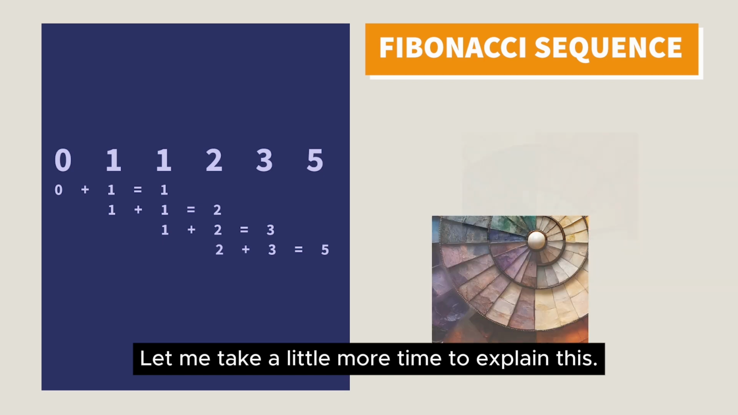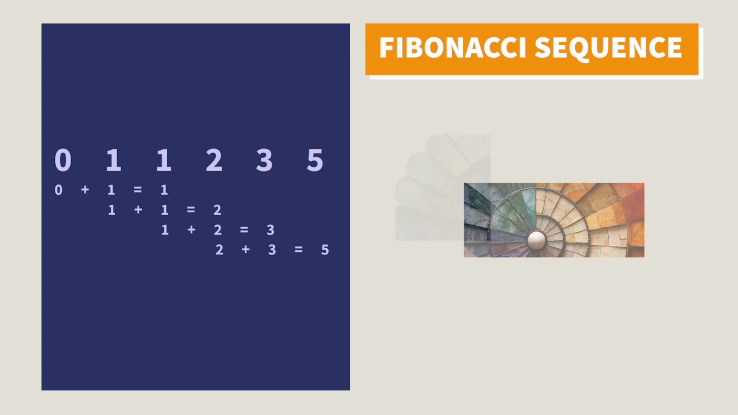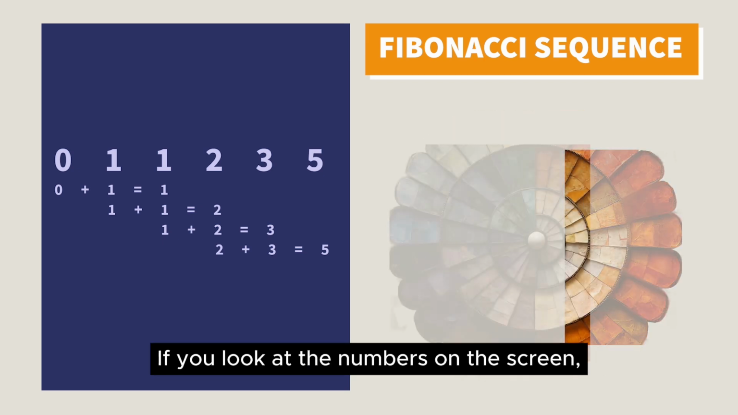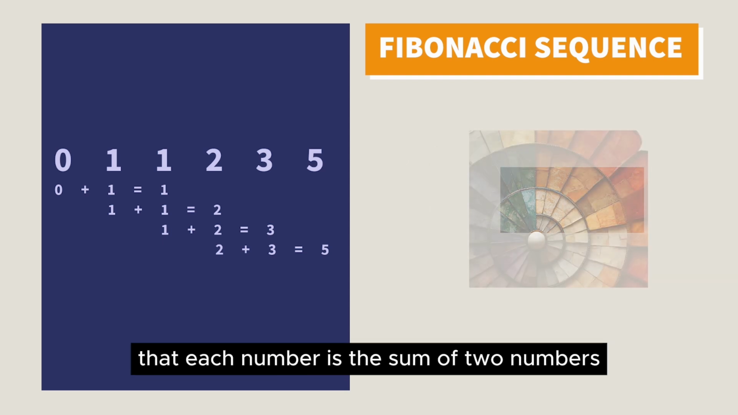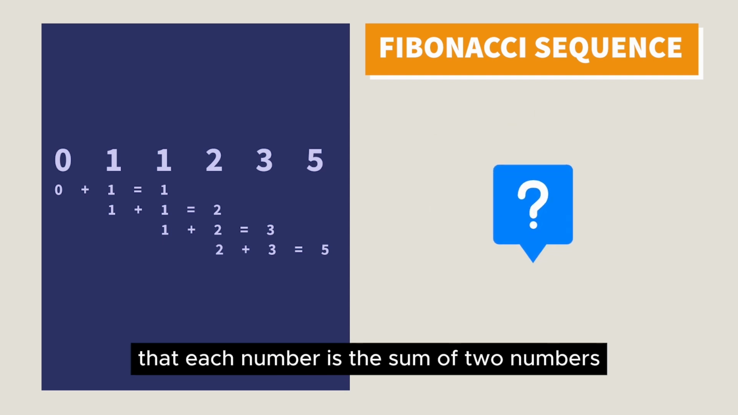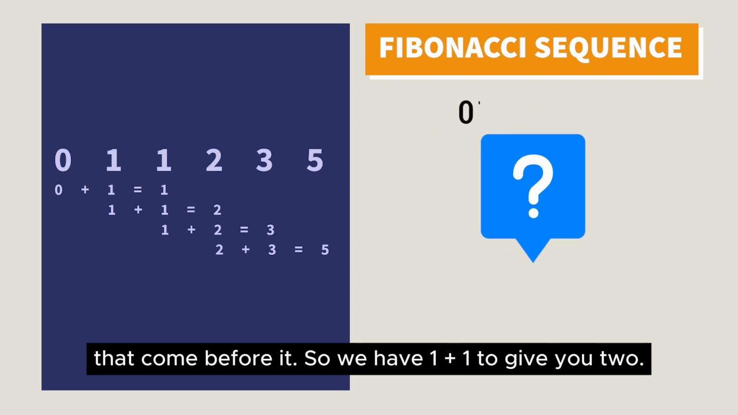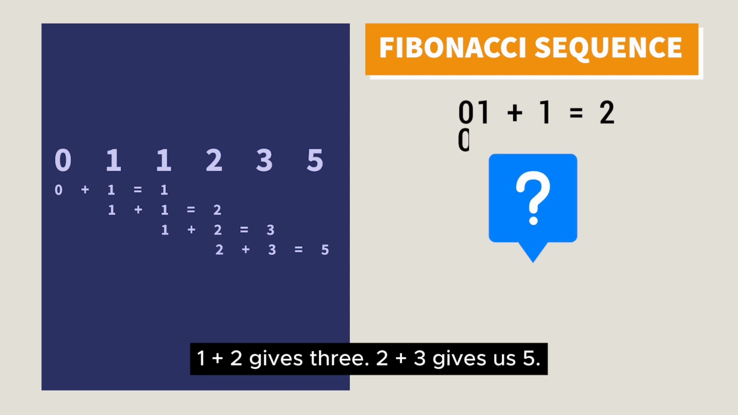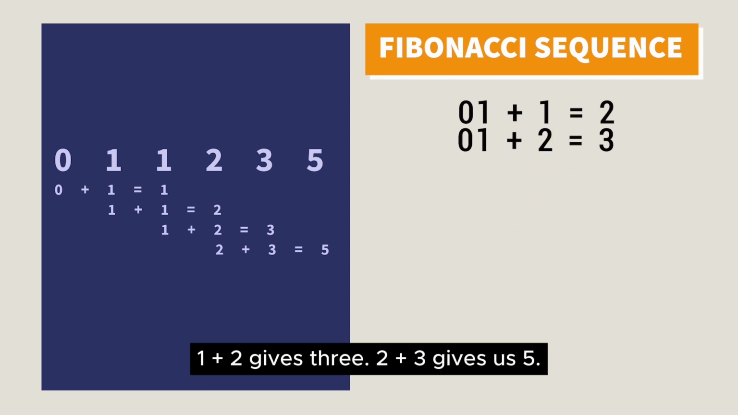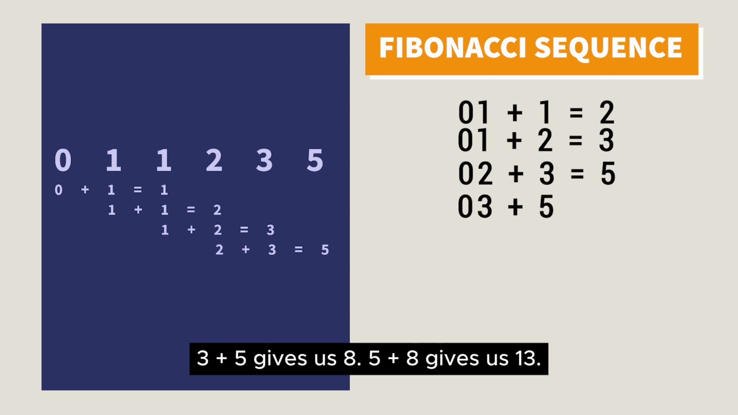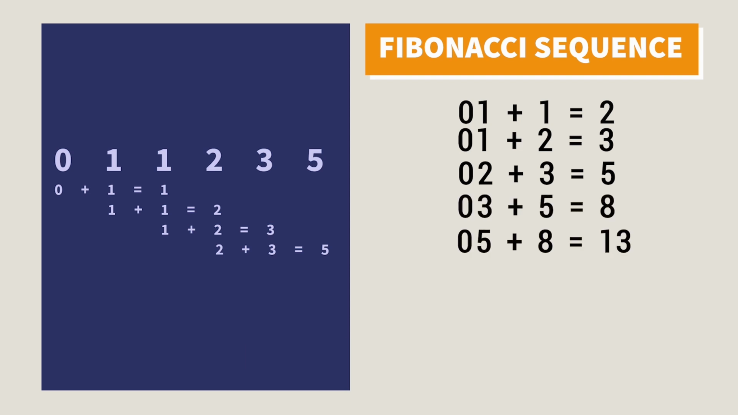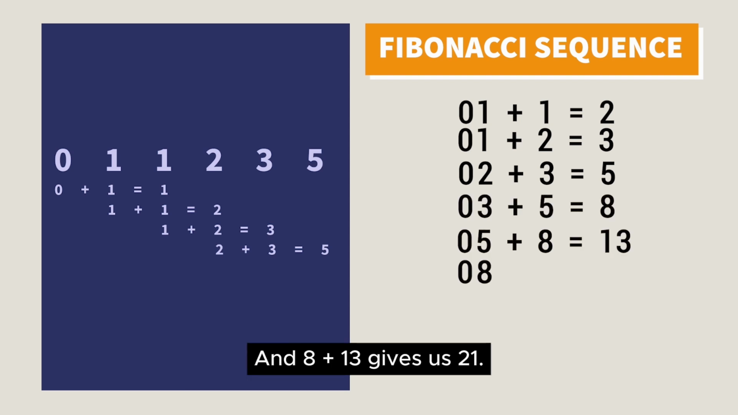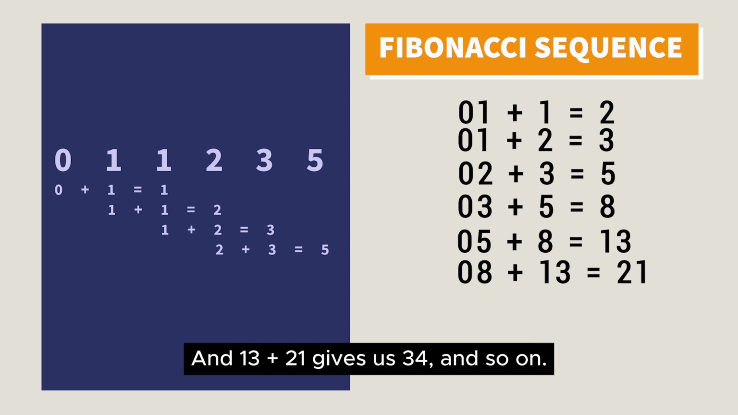Let me take a little more time to explain this. If you look at the numbers on the screen, you will realize that each number is the sum of the two numbers that come before it. So we have 1 plus 1 to give you 2, 1 plus 2 gives 3, 2 plus 3 gives us 5, 3 plus 5 gives us 8, 5 plus 8 gives us 13, 8 plus 13 gives us 21, and 13 plus 21 gives us 34, and so on.